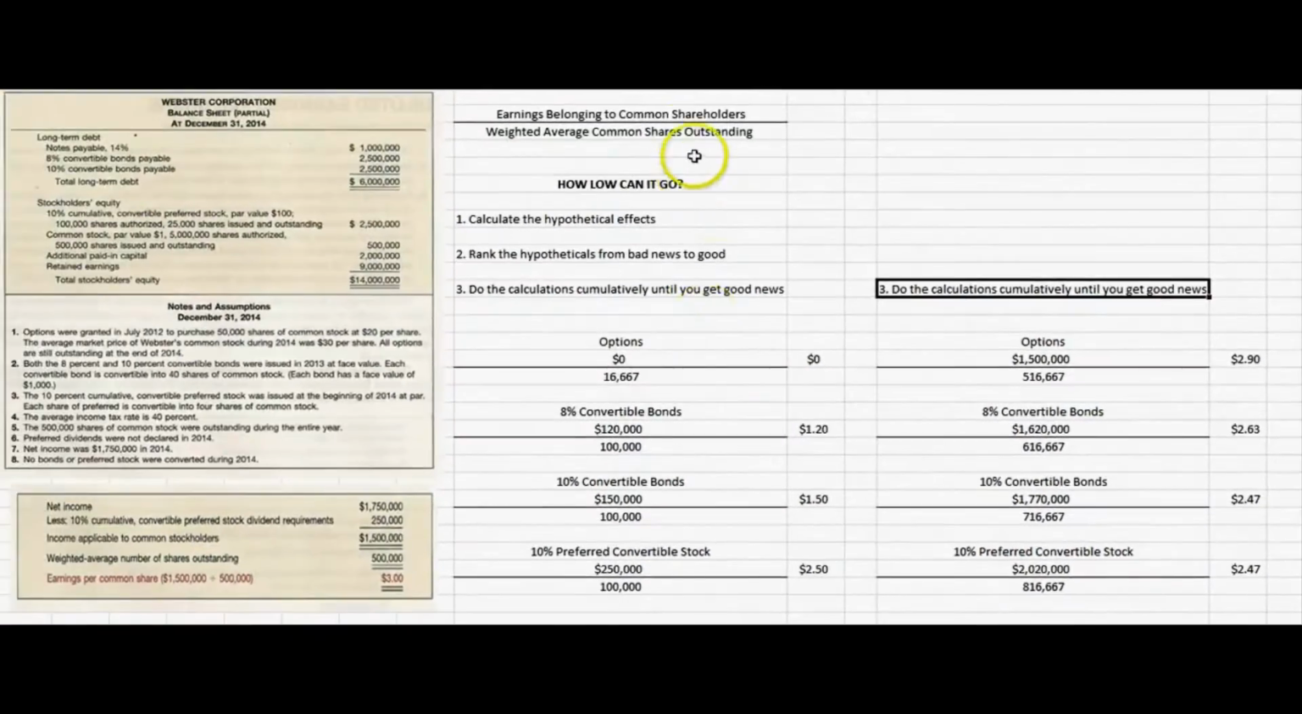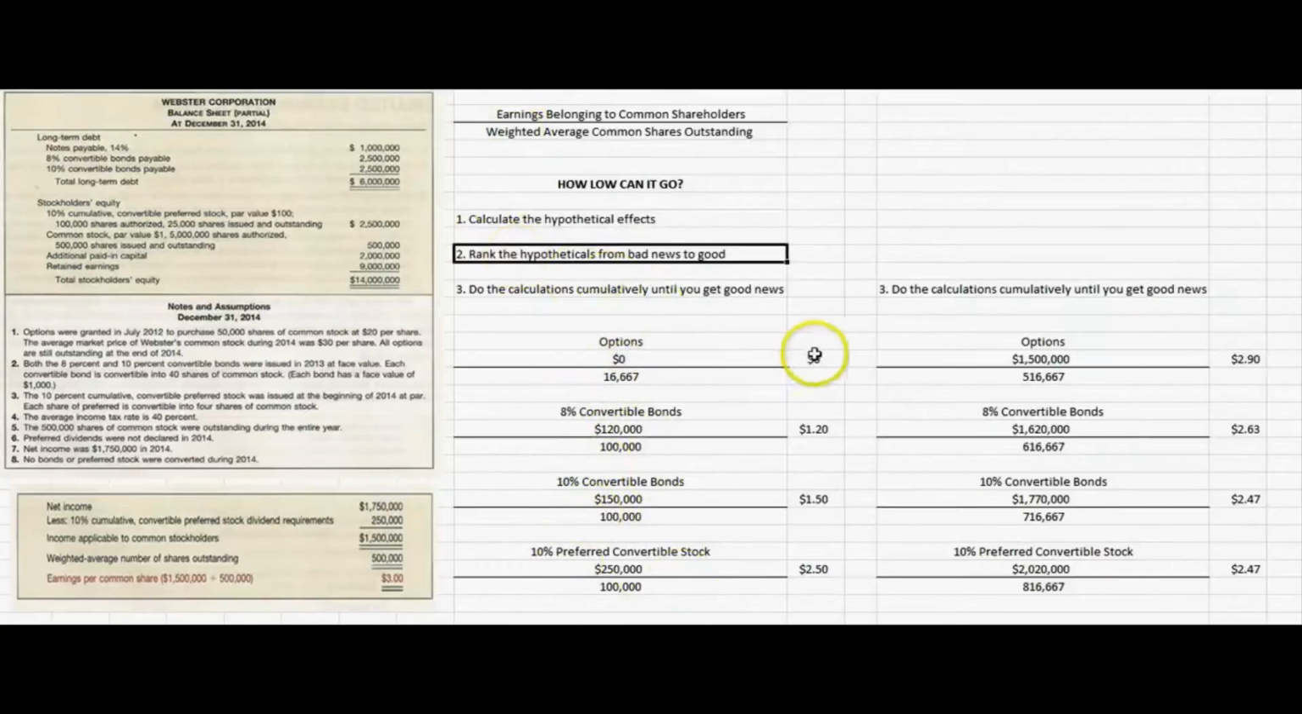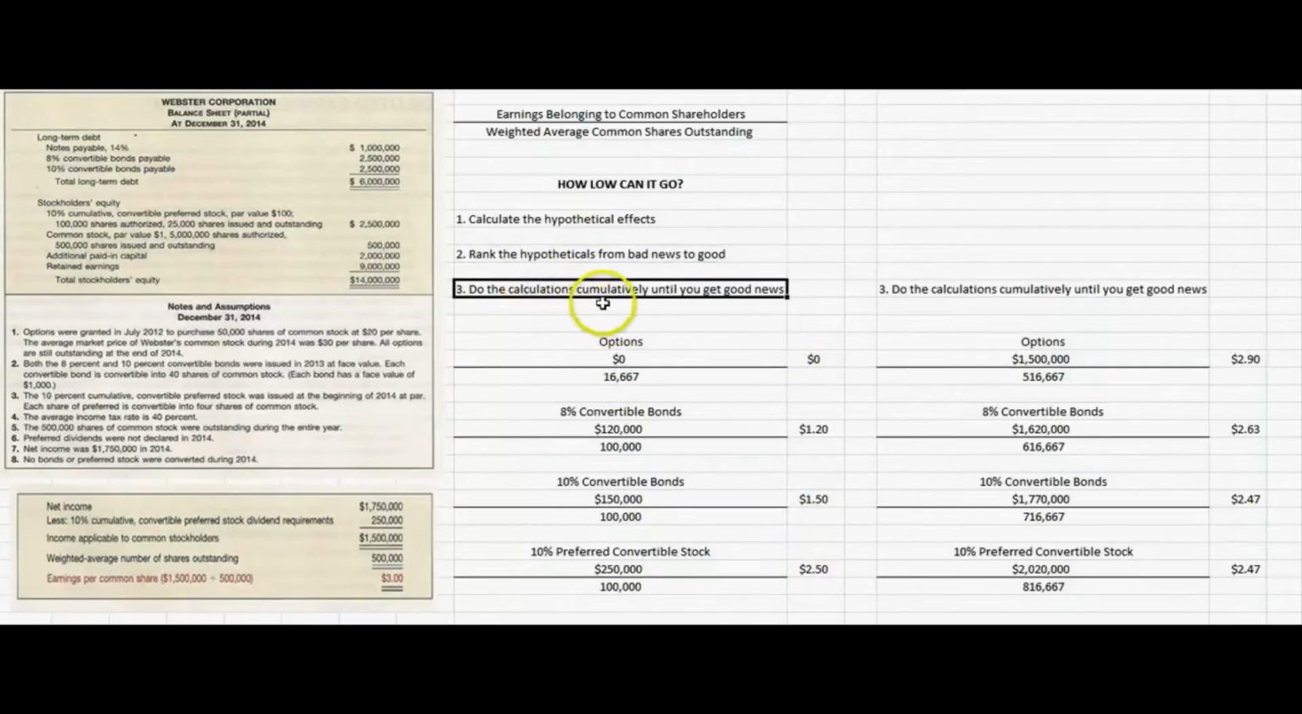So basic earnings per share, earnings belonging to common shareholders, divided by the weighted average common shares outstanding. Diluted shares, how low can it go? What's the worst possible combination of events? How bad could the news be? Calculate the hypothetical effects of each of the convertible or dilutive instruments. Rank them from bad news to good news. Do the calculations cumulatively until we get some good news. And that's how you do diluted earnings per share. Hope that helps.